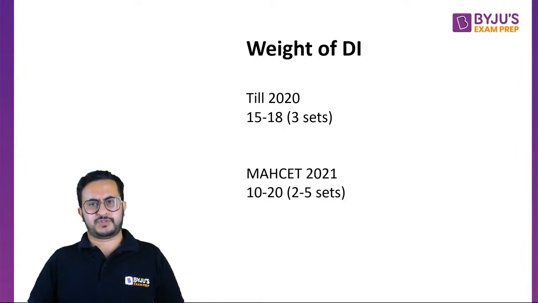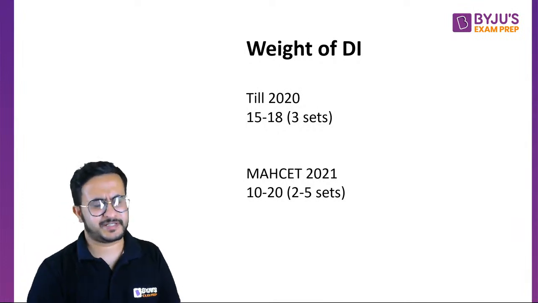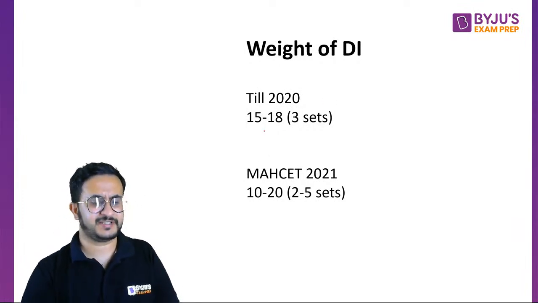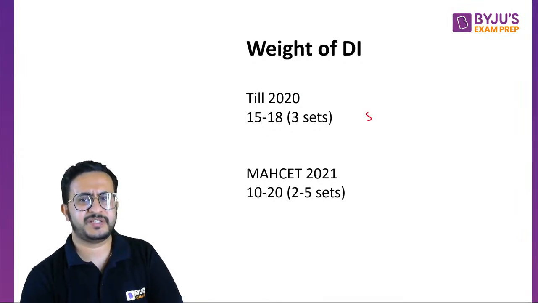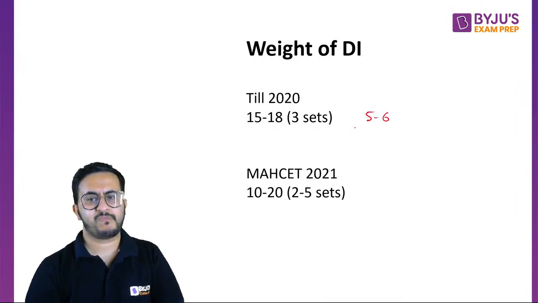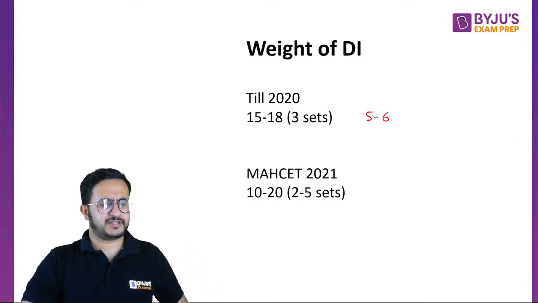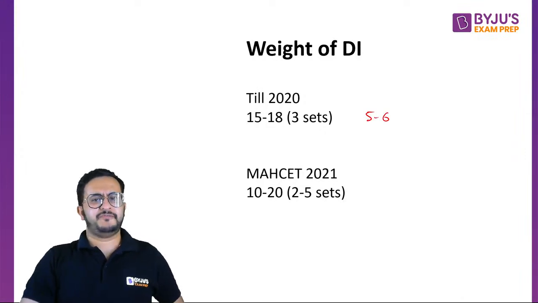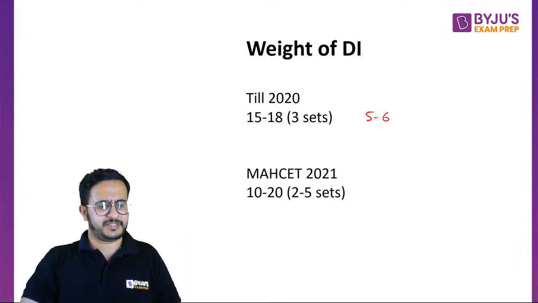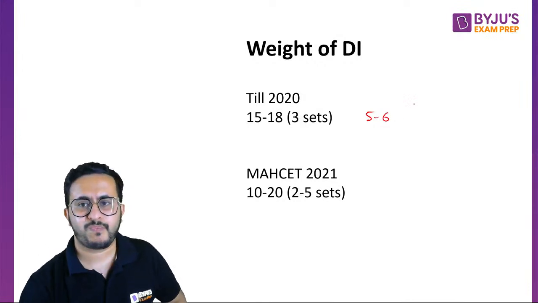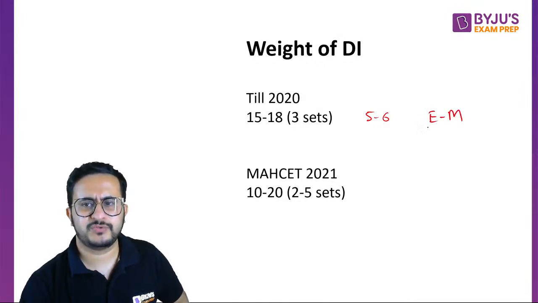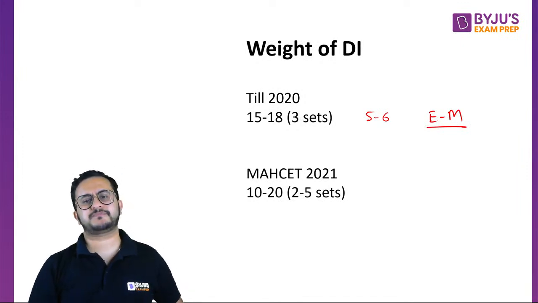So if we talk about the DI part, till 2020 there used to be three sets. It was fixed at three sets, 15 to 18 questions. So basically 5 to 6 questions per set. It could be 7, 6, 5, or in that range. So generally around 15 to 18 questions across three sets. And it was not so difficult, generally on the easy to moderate level. That is the structure.